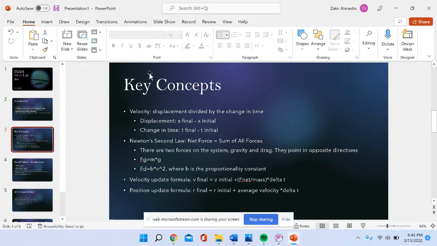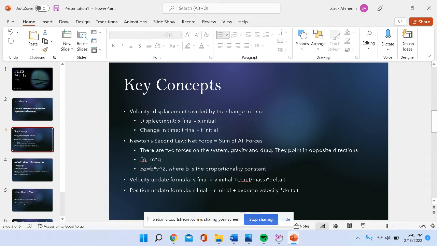Some key concepts of the lab. One is velocity, which is equal to displacement divided by the change in time. Another key concept is Newton's second law, which is that the net force is equal to the sum of all forces. And there are two forces on this system, gravity and drag, and they point in opposite directions. The gravitational force is mass times gravity, and the drag force is b times v squared, where b is the proportionality constant. And we determine this experimentally using GlowScript.